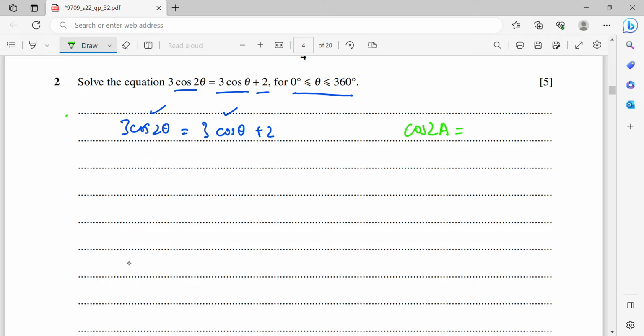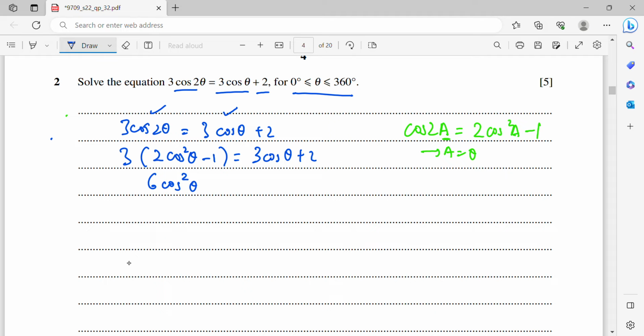Cos 2a equals 2 cos squared a minus 1. Now my a is theta. Therefore I will be getting 3 bracket 2 cos squared theta minus 1 for the left hand side, and my right hand side will be 3 cos theta plus 2. For the left hand side, you need to do expansion to get 6 cos squared theta minus 3 equals 3 cos theta plus 2.